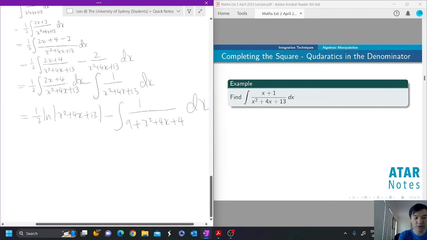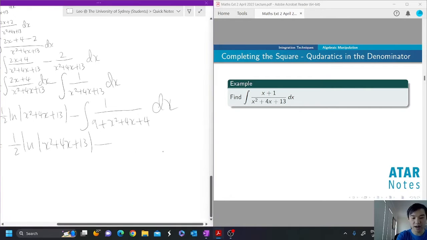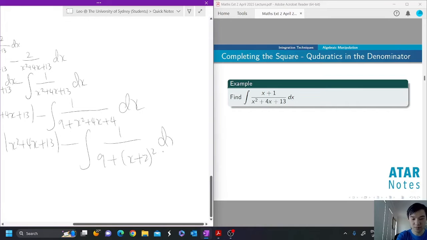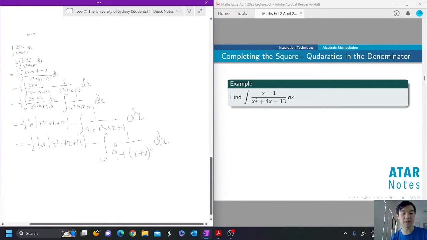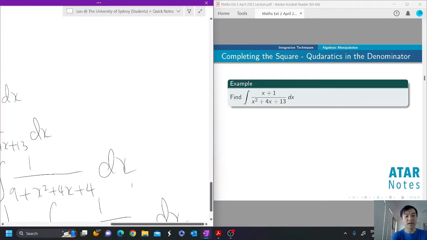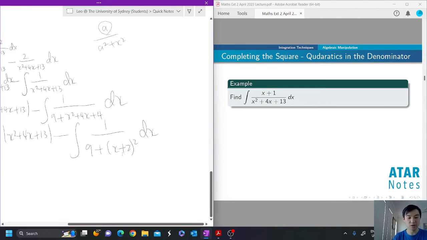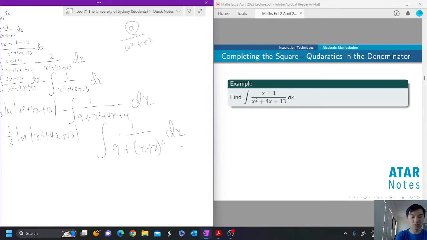So now when I complete the square, I get 1 over 9 plus (x plus 2) squared. And remember, with the inverse tan form, it's going to be a over a squared plus x squared. So I want the a here. So a in this case is going to be 3. So what I'm going to do is have the 3 up here, but also divide by 3, so I'm not changing the question.